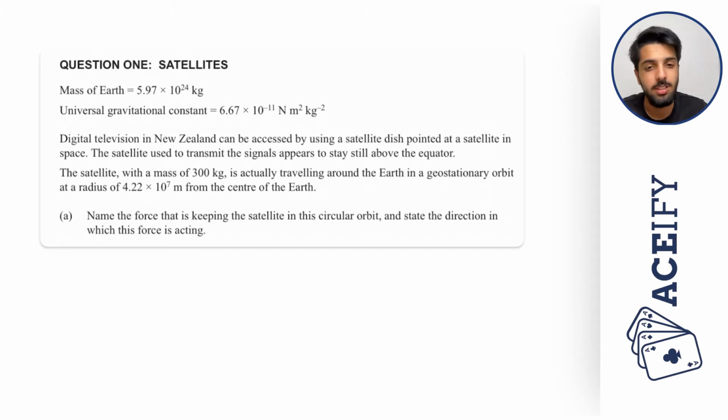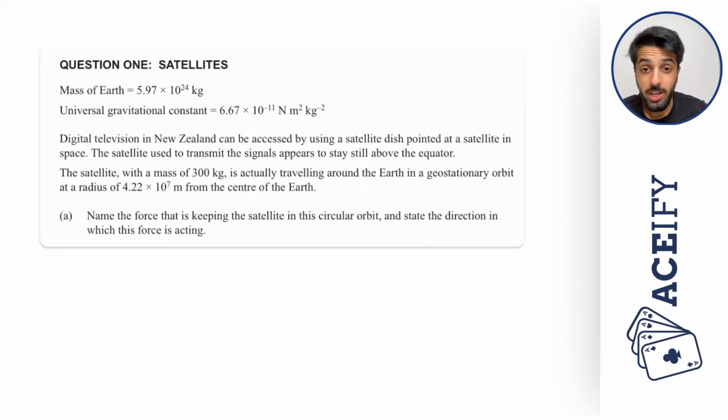Question 1. Digital television in New Zealand can be accessed using a satellite dish pointed at a satellite in space. The satellite used to transmit signals appears to stay still above the equator. The satellite, with a mass of 300 kgs, is actually traveling around the Earth in a geostationary orbit at a radius of 4.22 times 10 to the 7 meters from the center of the Earth. Name the force that is keeping the satellite in this circular orbit, and state the direction in which the force is acting.